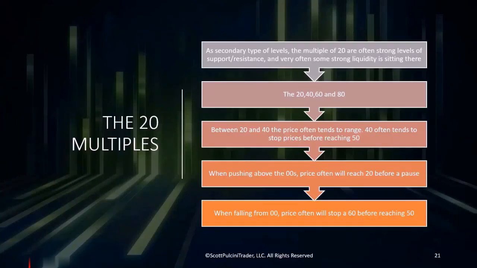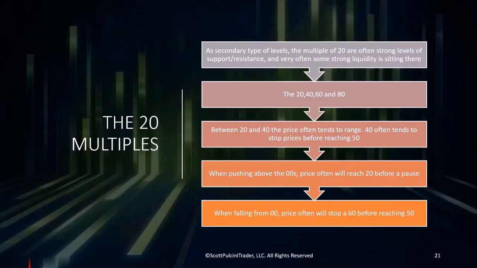so the secondary type of levels are the multiples of 20. They are often strong levels of support and resistance, and very often strong liquidity sits there on the 20s, the 40s, the 60s, and the 80s. Between the 20 and 40, oftentimes you'll see the price tends to range. Oftentimes you will have price staying between the 20 and the 40 for quite some hours before breaking either side of them.